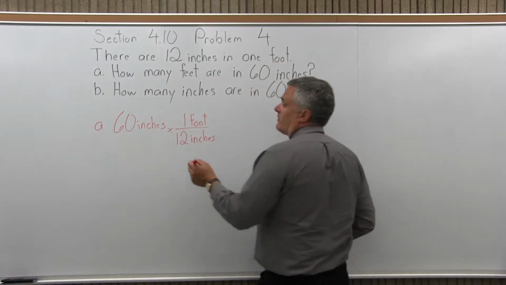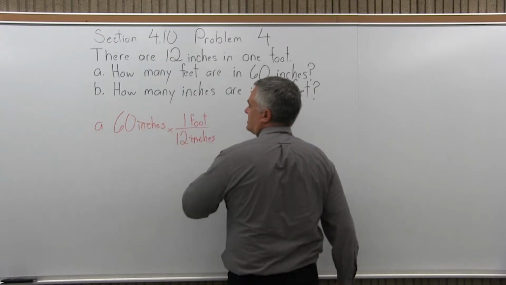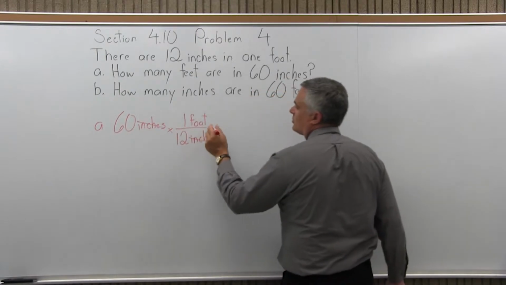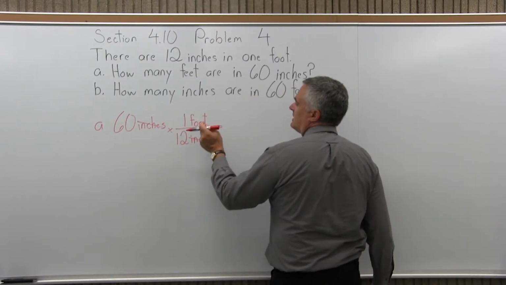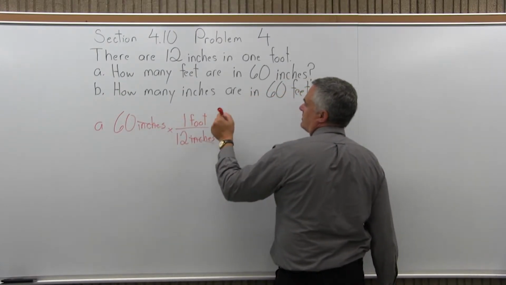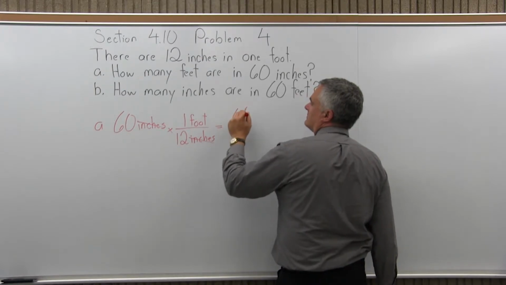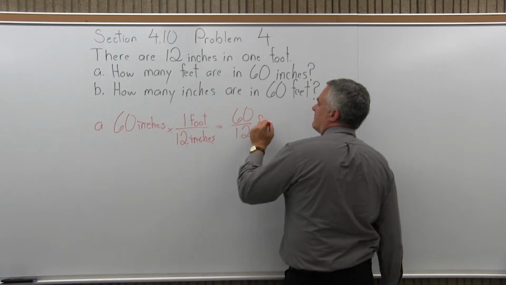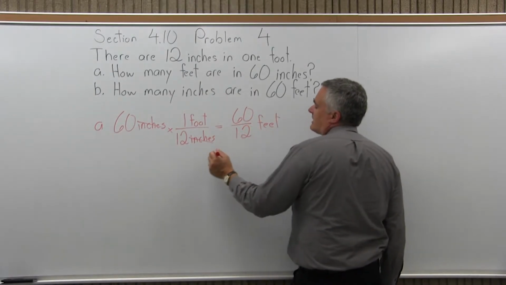So now for my fractions, inches in the top, inches in the bottom will cancel. I have 60, the 1 here doesn't matter. It's 60 over 12. My units of measure will be in feet. It's really 60 times 1 over 12. That reduces, I can see it's 5.